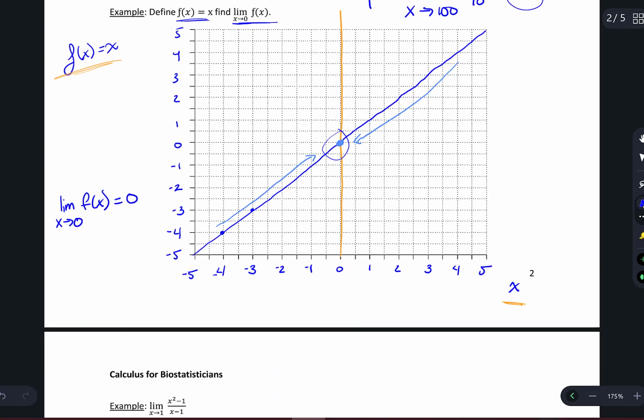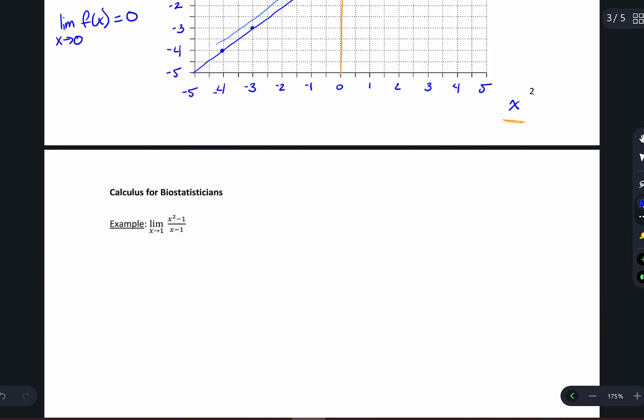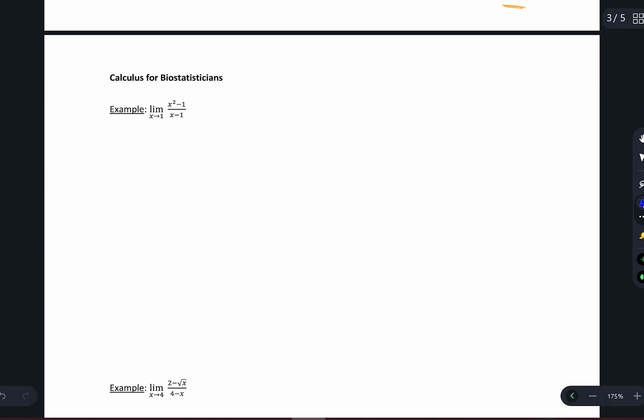So let's look at a couple examples where if we tried to plug in the value, we would actually end up in trouble, so we need to do something else. All right, so we're going to look at the limit as x approaches 1 of the function x squared minus 1 over x minus 1. So first of all, notice that if I were to plug 1 in, the denominator would be equal to 0. And we know that we can't have 0 in the denominator of a function, so this function isn't even defined where x is equal to 1.